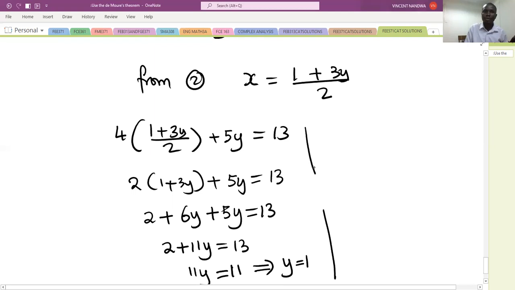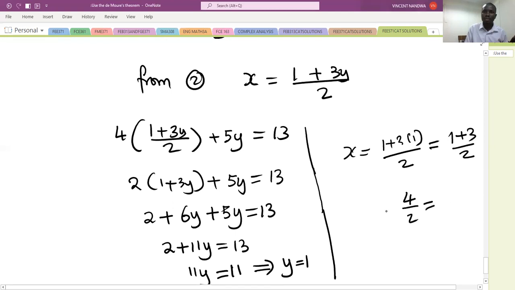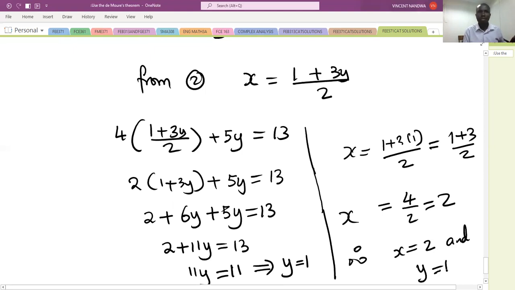And so the x value will be given by 1 plus 3 times 1 over 2, which is 1 plus 3 over 2, so 4 over 2, which is 2. Therefore, for this question, x is 2 and y is 1. So that's how we solve such related problems.